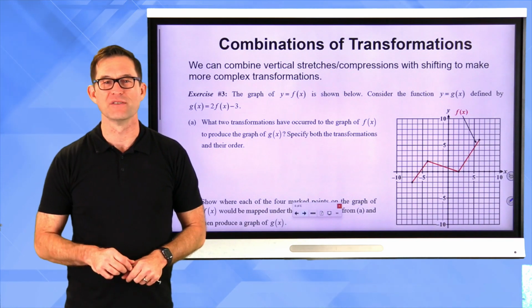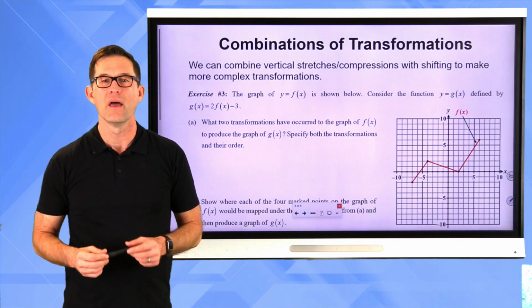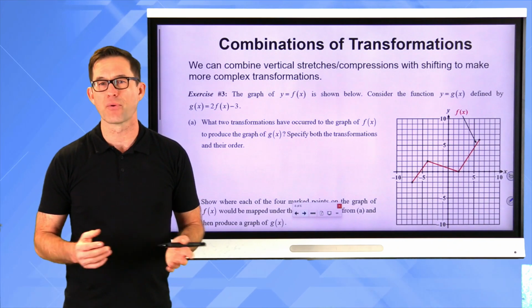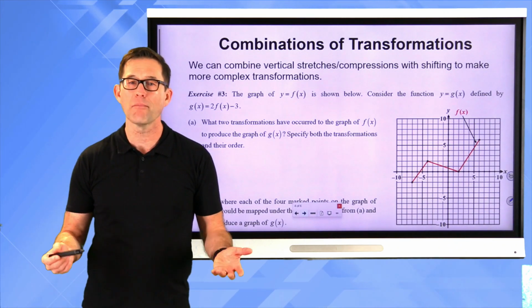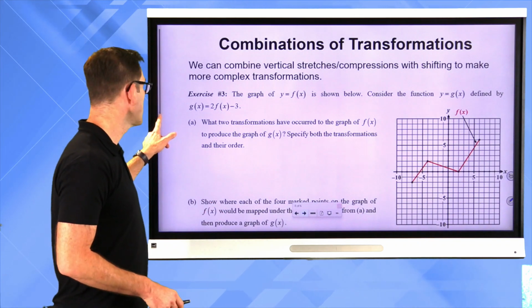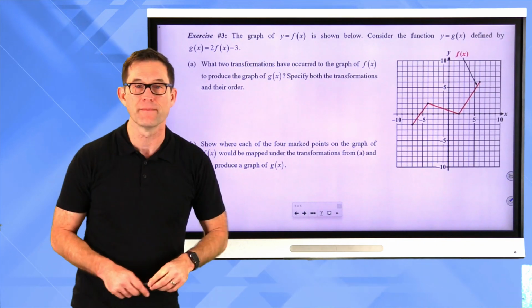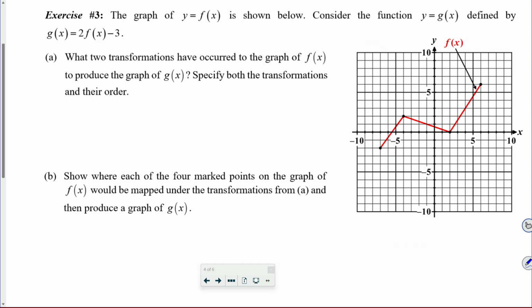Combinations of transformations. Ooh, I like that. It's like alliteration. We can combine vertical stretches and compressions with shifting to make more complex transformations. Let's take a look at how that's done in exercise number 3. The graph of y equals f of x is shown below. Consider the function y equals g of x defined by g of x equals 2 times f of x minus 3. Letter A, what 2 transformations have occurred to the graph of f of x to produce the graph of g of x? Specify both the transformations and their order.